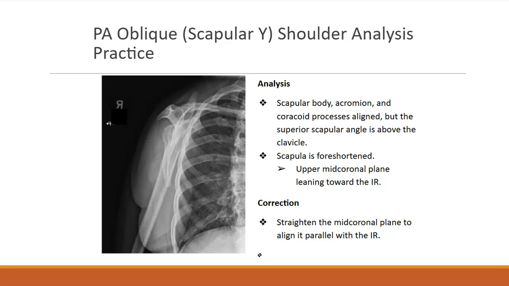And again, the same rules apply with tilt in the AP as in the Y projection. If the superior angle of the scapula is projected below the clavicle, mid-clavicle, then you have some posterior tilt. However, typically anterior tilt is seen more often than posterior in the Y view.